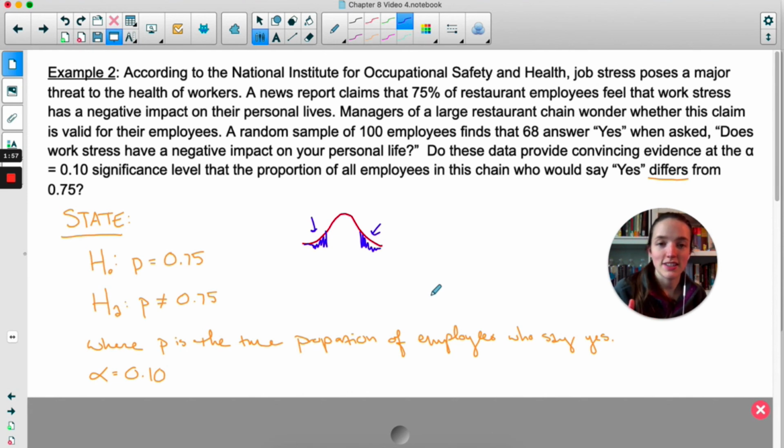So in this case, it's 68 out of 100 employees. That's smaller than 0.75, so it's here. But it could be larger too. We just want to know if it's different than 0.75, not less than 0.75. So just something to keep an eye out for.